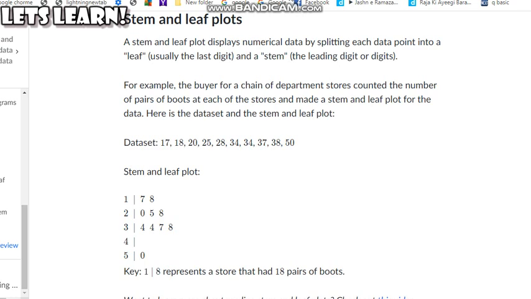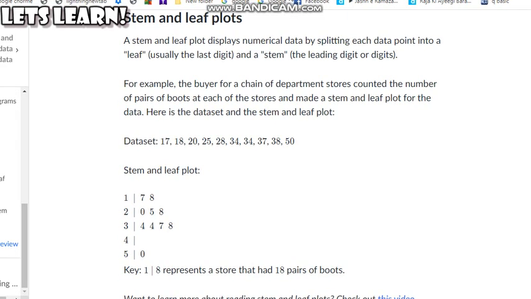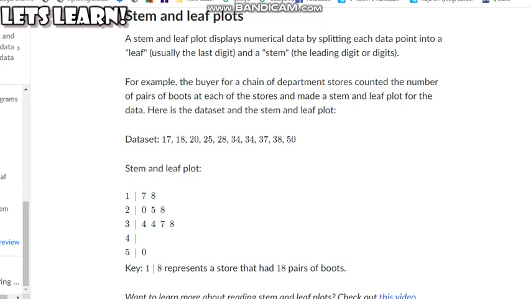I'm going to read it from the article uploaded by Khan Academy. Inshallah, I'll be forwarding it and uploading it on your Khan Academy classrooms as well. So let's start. A stem and leaf plot is a display of numerical data by splitting each data point into leaves. We studied what stem and leaf basically is. In stems, we take the common tens place of the numbers we have and list it.